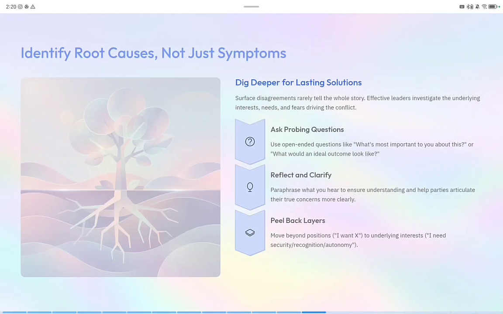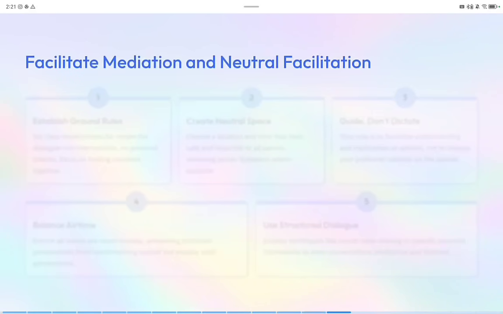The final one is peel back layers. Move beyond position to identifying interests. Like, for example, move beyond I want ABC to I need recognition or I need autonomy. Get people to move towards what's really their interest in this lasting solution that they are seeking for.